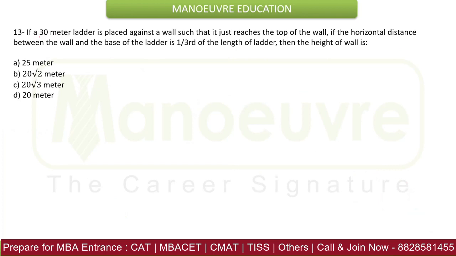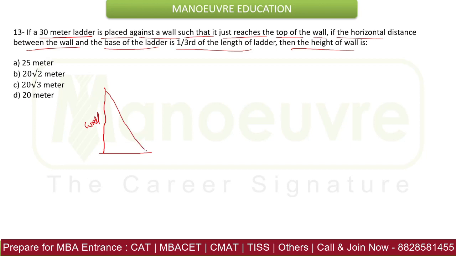The next one. If a 30-meter ladder is placed against a wall such that it just reaches the top of the wall, if the horizontal distance between the wall and the base of the ladder is 1/3 of the length of the ladder, then the height of the wall is, okay, fine. Now see, if this is the wall, and this is the distance between, and this is the ladder.